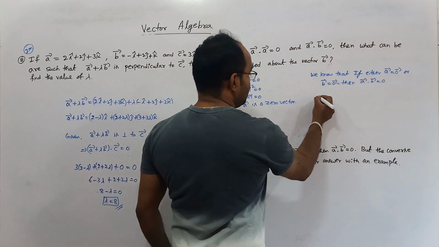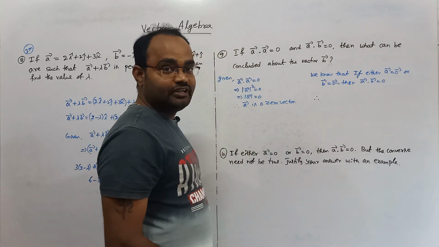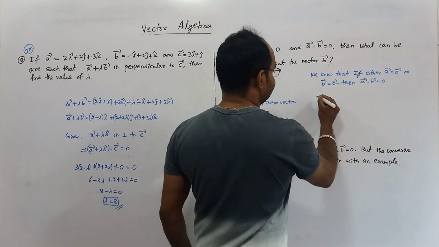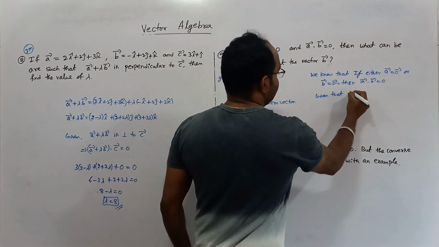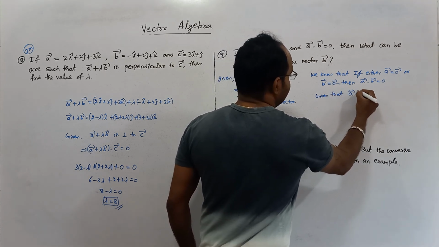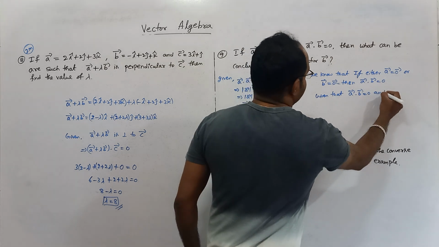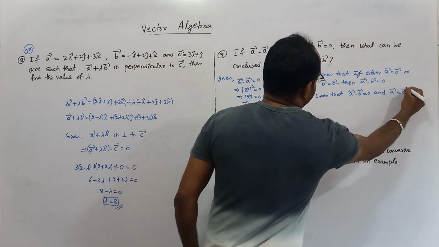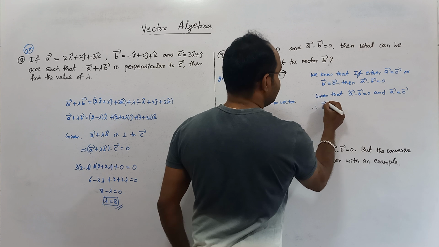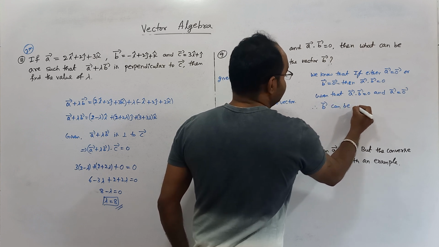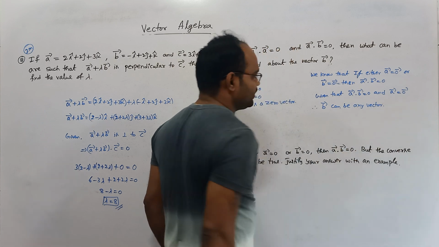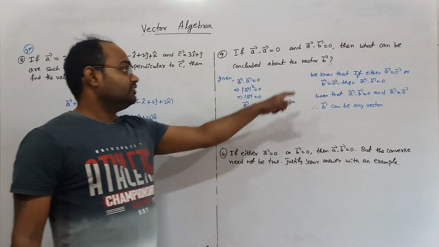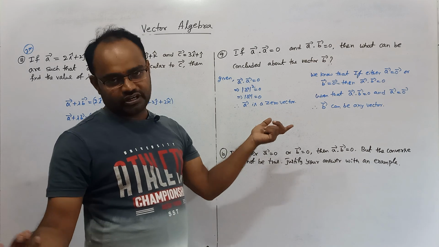So therefore what we can conclude about vector B here, given that my A dot B equal to 0 and vector A equal to 0 vector, therefore vector B can be any vector, either 0 vector or a non-zero vector, this will satisfy. This is according to the definition.